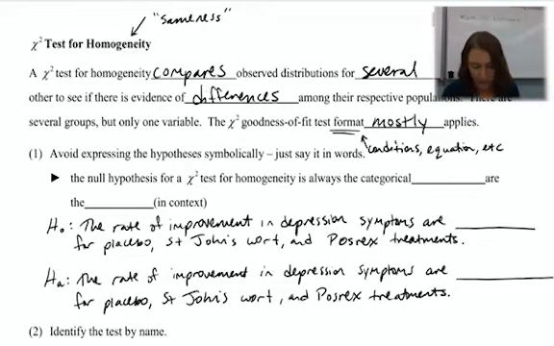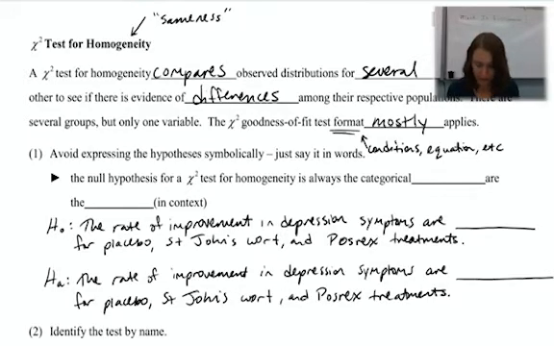A chi-squared test for homogeneity compares observed distributions for several groups to each other to see if there is evidence of differences among their respective populations. There are several groups, but only one variable. Now, the goodness of fit test format mostly applies. So the conditions, the equation, a lot of it's the same. It's just different how we write our hypothesis statements, and it's going to be different when we write our conclusion at the end. But pretty much everything else is about the same between the two.